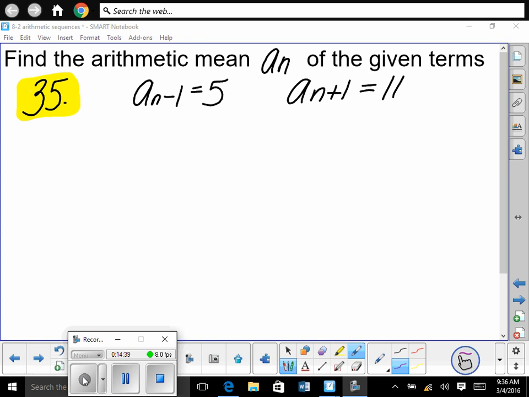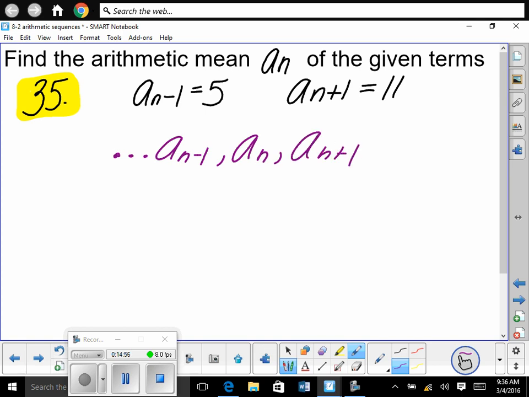So first of all, number 35, we're given a sub n minus 1 is equal to 5, and a sub n plus 1 is equal to 11. We're asked to find a sub n. So I want to remind you, in a sequence, a sub n minus 1, comma, a sub n, comma, a sub n plus 1. Doesn't this just mean the term we're talking about here? Doesn't this mean the term that comes before the previous term? And this is the term that comes after this term, right?